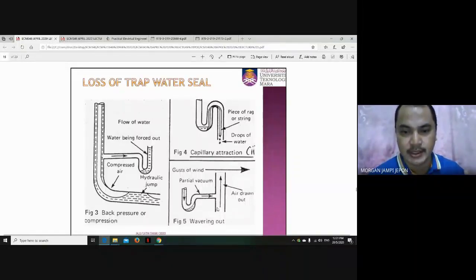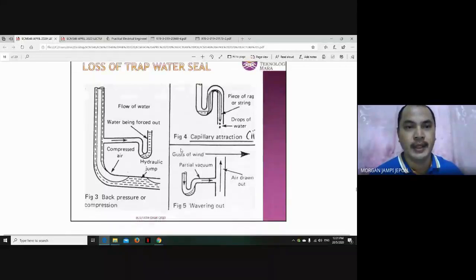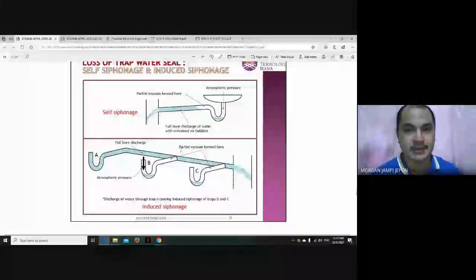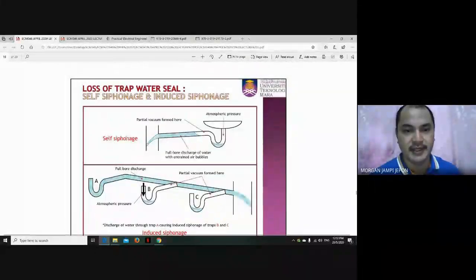Then another one is wavering out. Wavering out is due to the air from here, and it sucks the water from this trap or water closet. Okay, and when there's air drawn out here, that creates vacuum, and that vacuum sucks the water. Okay. And this one is called loss of trap water seal, all right, by self-siphonage.